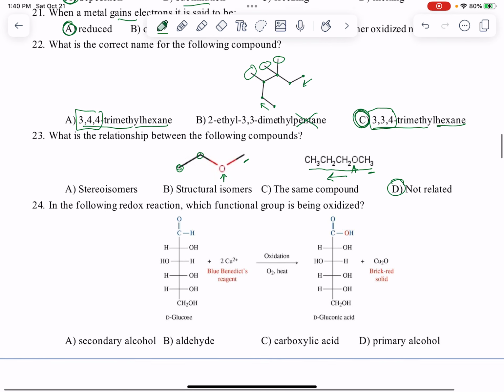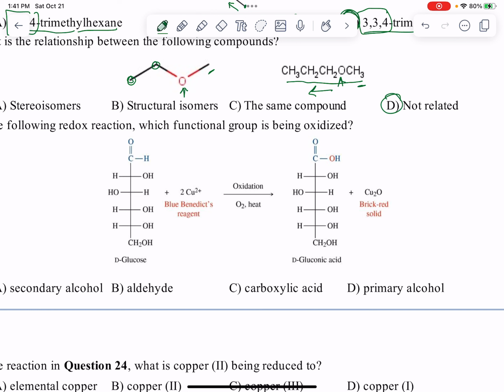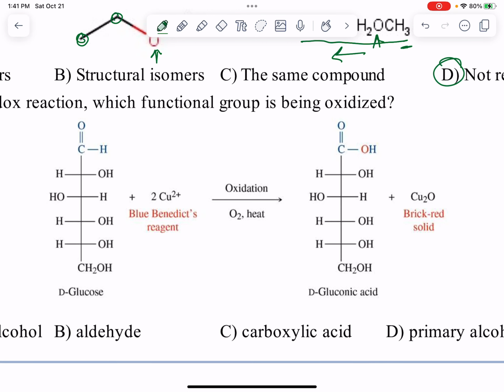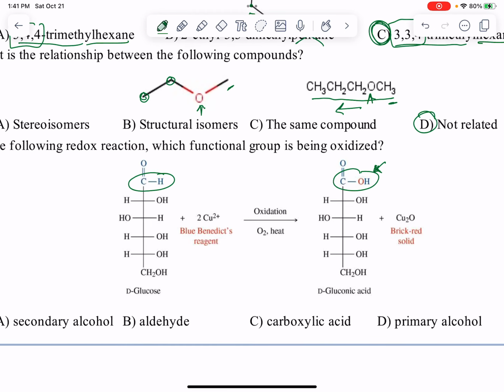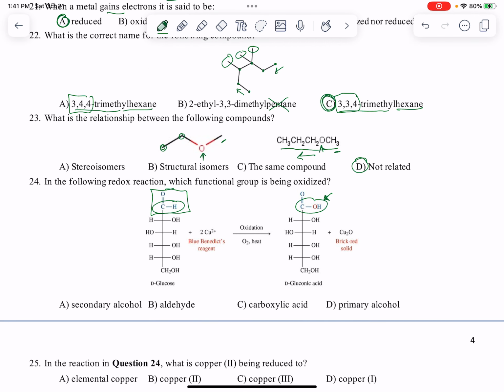They're simply not related. In the following redox reaction, which functional group is being oxidized? Oxidized means oxygen is being added to it, and it did highlight it here for you. I don't know if you saw that on your test, but I went from here to here. There's where my oxygen was added. This is one of the reactions that you had to memorize. And so this functional group that is being oxidized is an aldehyde.